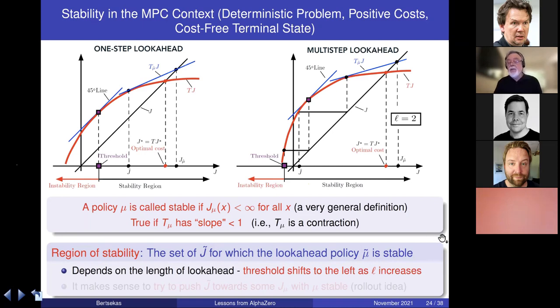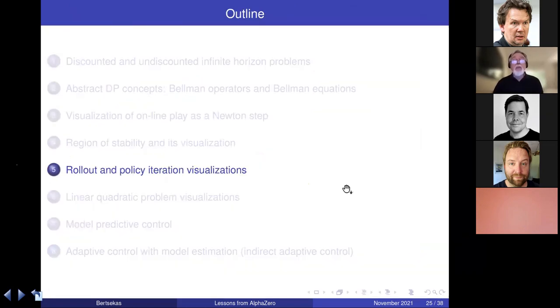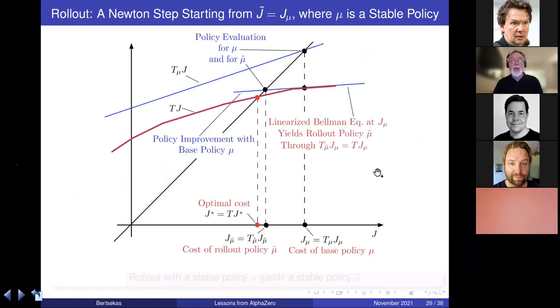And there are rigorous mathematical studies that verify this. It's also a known fact in MPC. So it makes sense to push J tilde towards J mu, which is stable. And that's what multi-step lookahead does. It's also an idea that underlies the concept of rollout. So now let me go into rollout and policy iteration and how we visualize them.